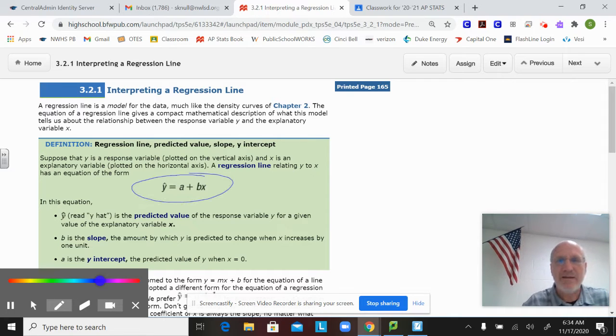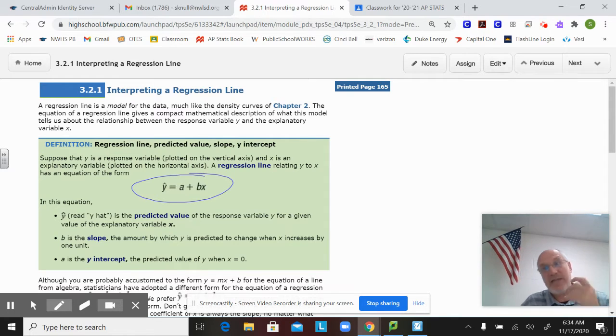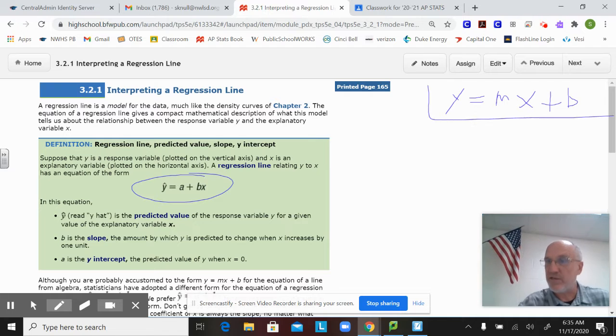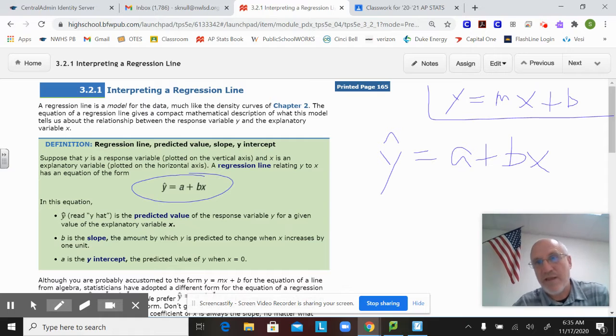It says y hat equals a plus bx. That's how we say that, y hat. That is the predicted value of y. And then a plus bx. Now, of course, in an algebra class, you learned y equals mx plus b. You've done that for years and years. M being the slope and b being the y-intercept. Now, most statisticians prefer to go with a plus bx, but those numbers mean what you might think.